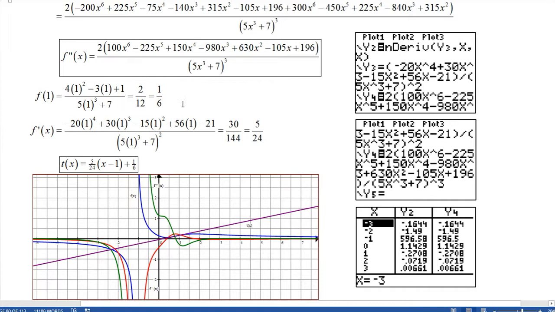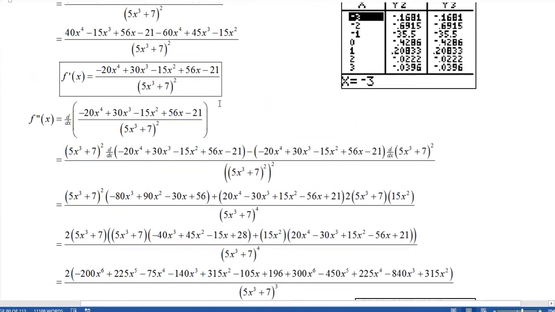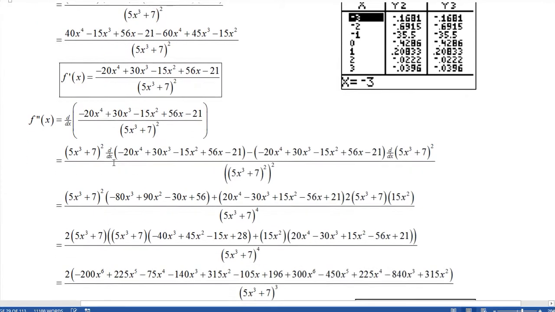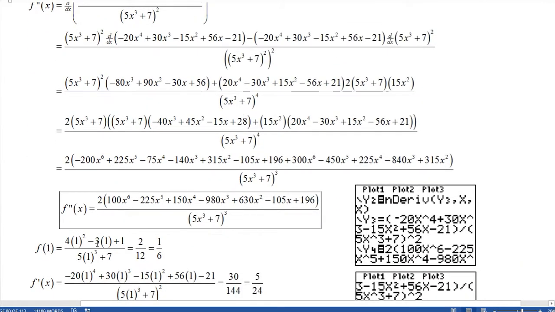Okay, now we also wanted to find the tangent line when x equals 1. So we go back to the original function right here and plug in 1. So that's 4 times 1 squared minus 3 times 1 plus 1 over 5 times 1 cubed plus 7. So let's work this out. 1 cubed is 1 times 5 is 5 plus 7 is 12. This is 1. So this is 4 minus 3 is 1 plus 1 is 2. 2 twelfths reduces to 1/6. So the point (1, 1/6) is a point on the graph, and it also needs to be our point on our tangent line because we want it to be tangent at that point.